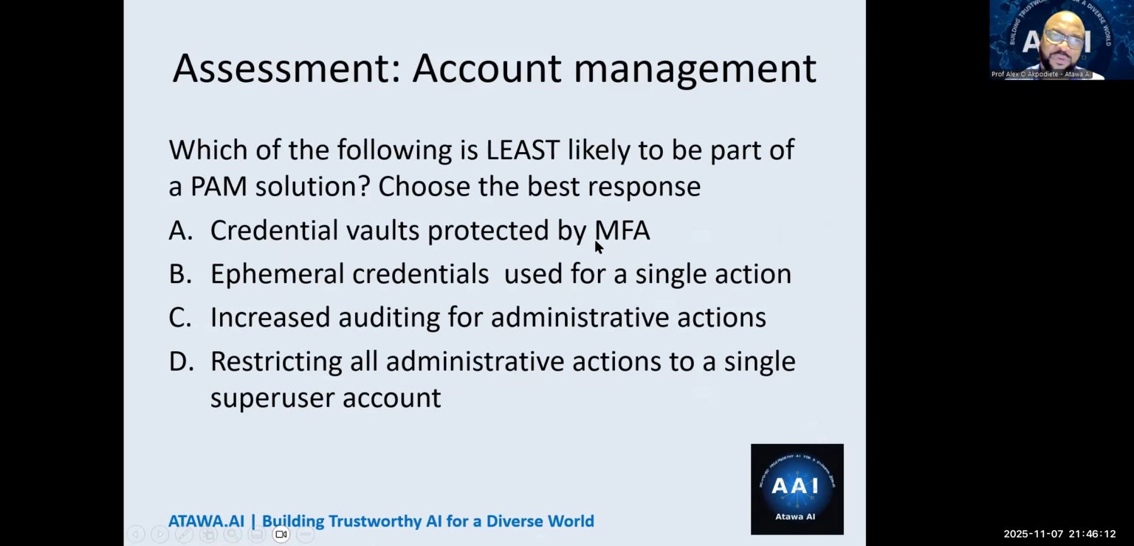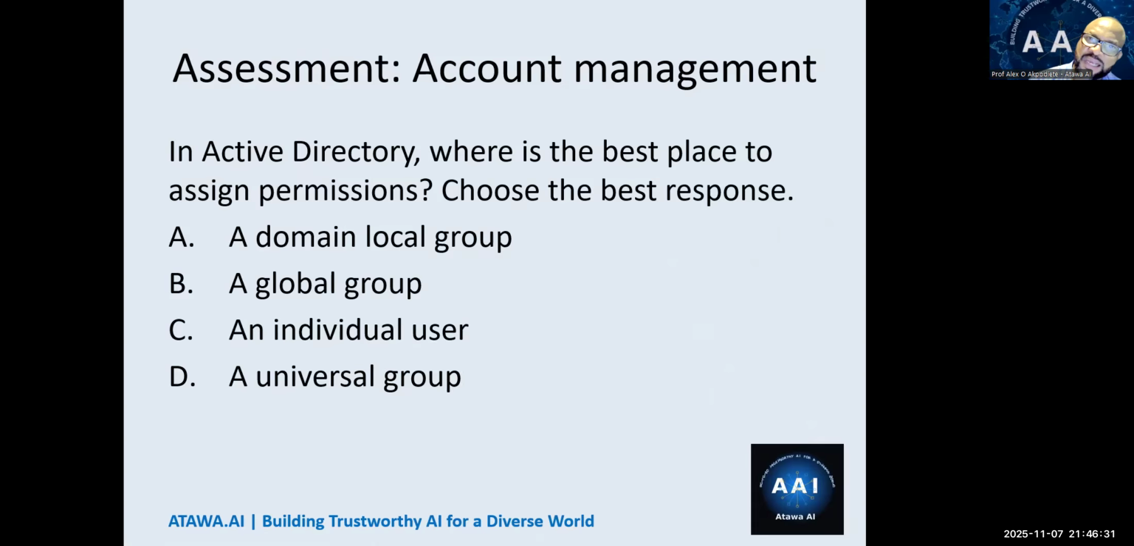All right, a quick review. Which of the following is least likely to be part of PAM? Choose the best answer. Credential vaults with MFA. Restricting all administrators' actions to a single super user account. This is bad. That's why D is least likely, right? In Active Directory, where is the best place to assign permissions? Always a domain local group is the best way to assign the permission.